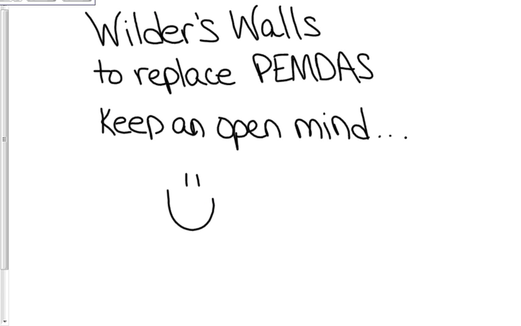Let's get started. Today we're going to use a strategy called Wilder's Walls to replace PEMDAS. Now I know you're pretty attached to PEMDAS, but let's keep an open mind. We will still incorporate the same rules as PEMDAS. We will always keep our grouping symbols. We'll always work our grouping symbols first. But Wilder's Walls will help you save addition and subtraction to the very end, which is the goal of PEMDAS.